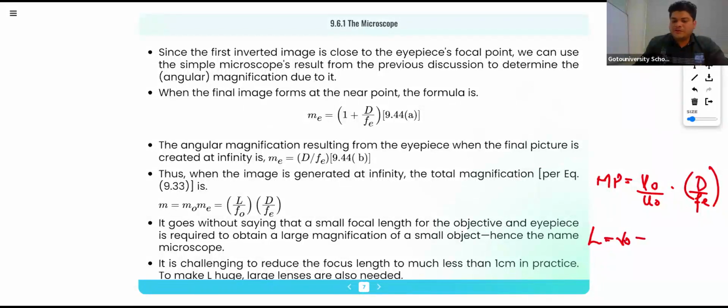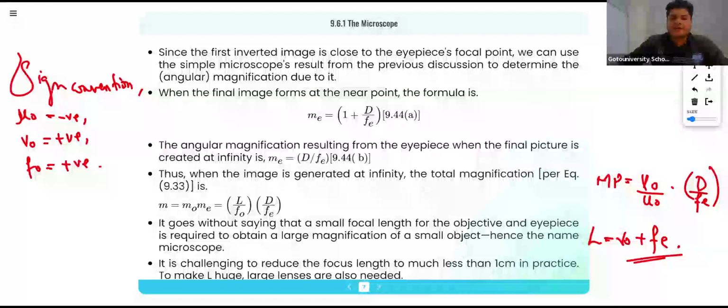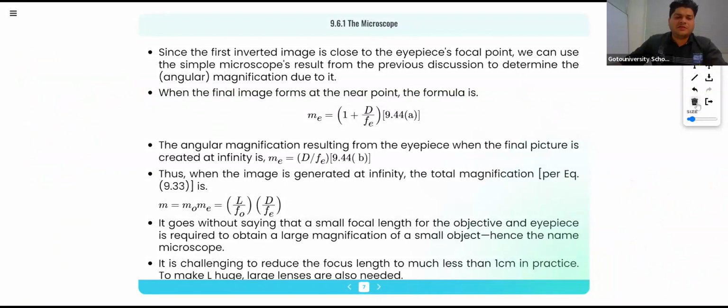The length of tube will be v naught plus F_E. What sign convention do you have to remember? The sign convention you have to remember is that u naught will be negative, v naught will be positive, and f naught will be positive. Okay, this is the compound microscope. You just have to remember the formula, no derivation will be asked.